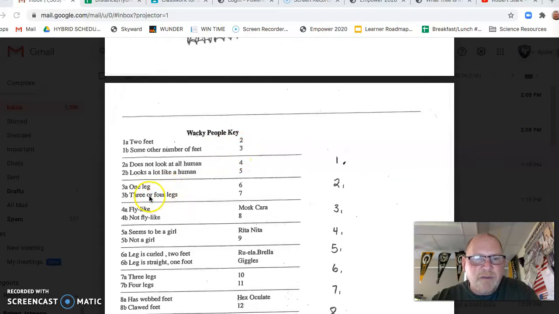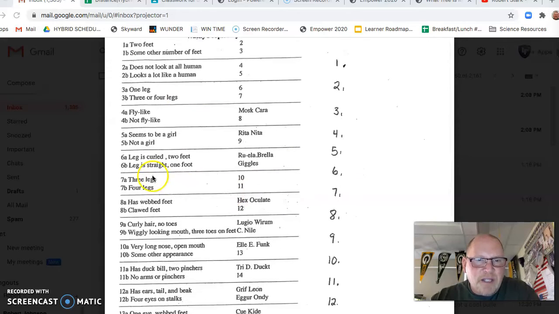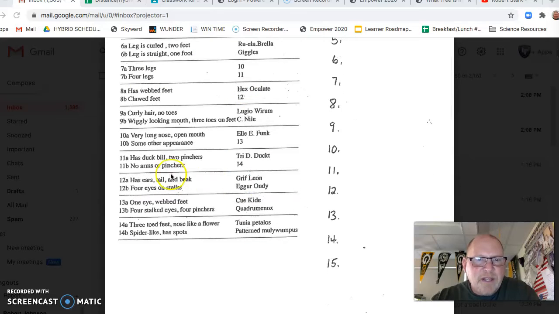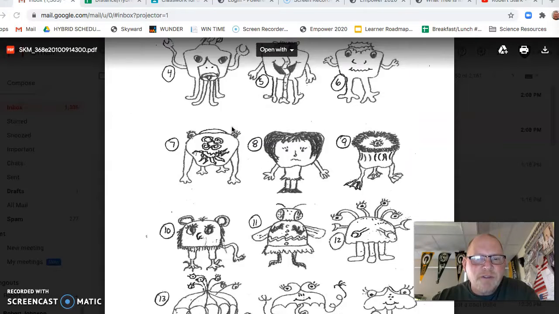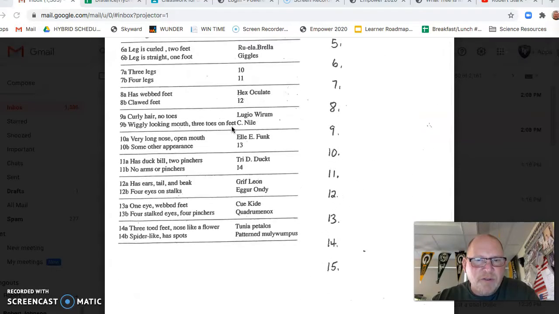Does it have 1 leg? No. Does it have 3 or 4 legs? Yes, we go to 7. Does it have 3 legs? No. Does it have 4 legs? Yes, we go to 11. Does it have a duck bill and 2 pinchers, or no arms and no pinchers? No arms, no pinchers, so that means that we go to number 14.